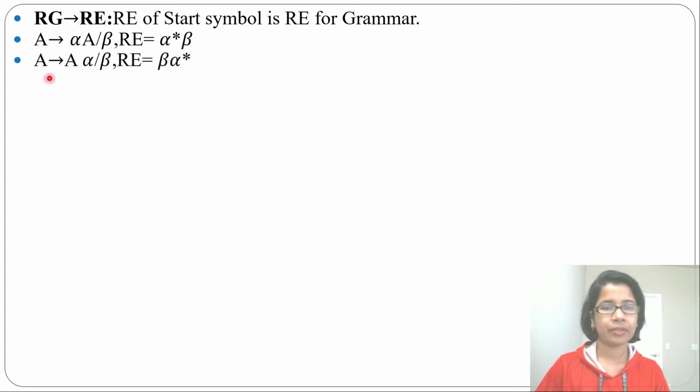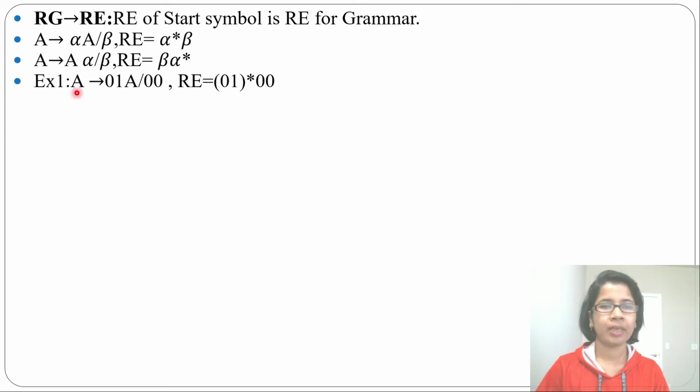Next, if A tends to A alpha or beta, this is a left linear grammar. Here A is a variable, alpha and beta are terminals. Then the regular expression will be beta alpha Kleene closure. Regular grammar can be in either of the two forms: it will be either a right linear grammar or a left linear grammar. Let's see some examples.